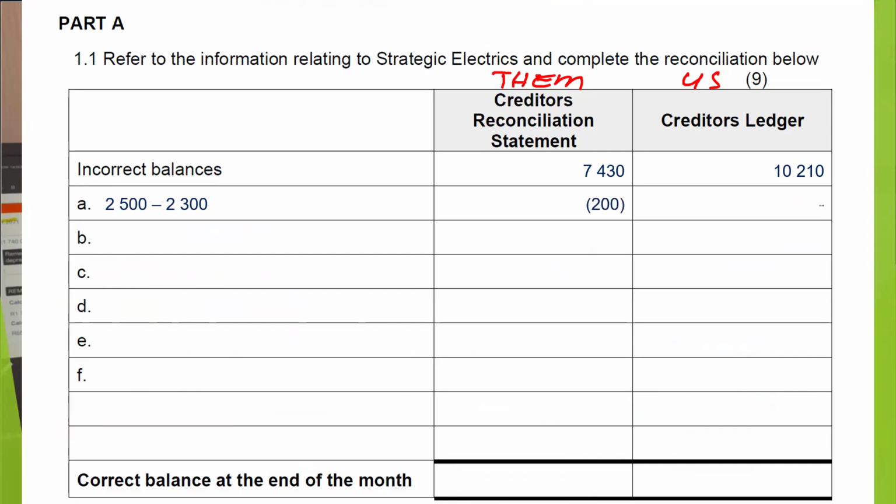This is not affecting us at all because the mistake was not done by us. You need to remember the rule. Watch the previous activity where I explained that if the mistake or the correction needs to be done by them, we do it in the creditor's reconciliation statement. However, if the mistake was made by us, we will correct it in the creditor's ledger. Here, we will not correct it in the creditor's ledger because it is them that actually made a mistake. They overstated an invoice. They added more than they were supposed to. That is why we are subtracting the difference so that it goes down to the correct amount, which was 2,300.